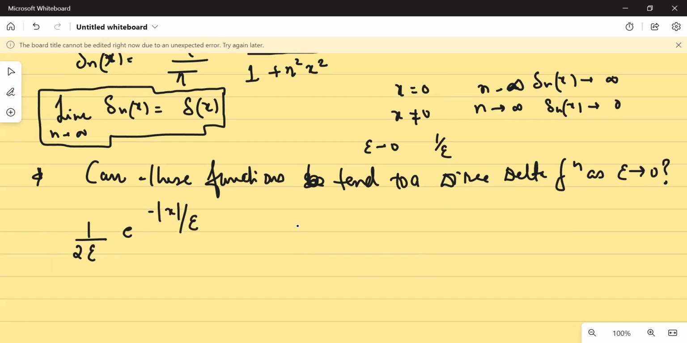Now clearly see that if your x is equal to 0, then this will be 1. And let's say epsilon tends to 0. If epsilon tends to 0, this will tend towards infinity. So for this particular function, as epsilon tends to 0, if x is 0, this will become 1, and with epsilon tending to 0, this will become infinity.